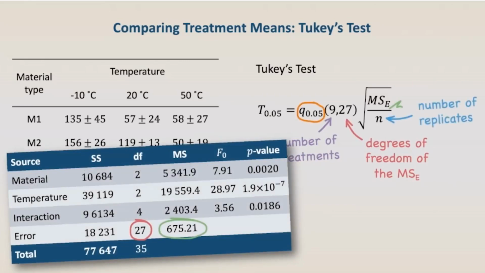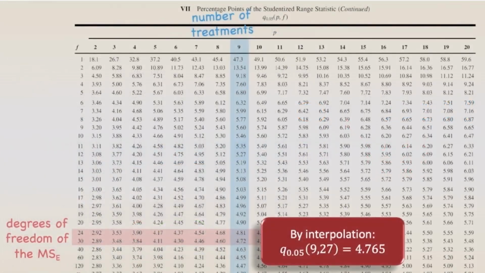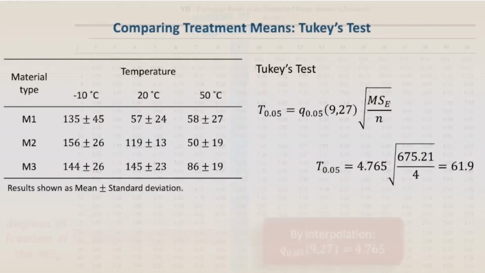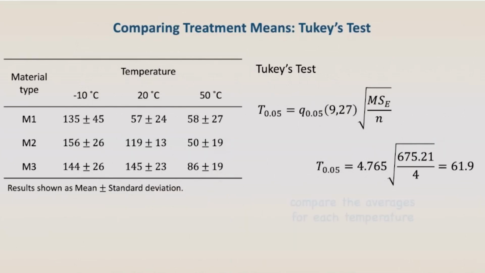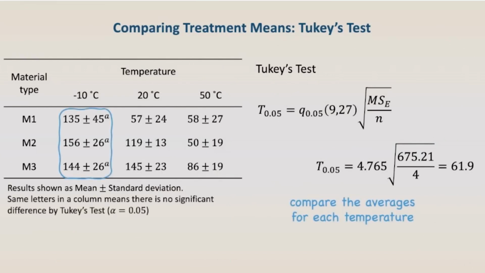The Q value can be read in a specific table, as we have already seen. This way, our calculated T value is 61.9. Now we are going to compare the results for each temperature to decide if the behavior of the materials differ or not. At minus 10 degrees, the battery life is similar for all materials since the difference between them is lower than 61.9. At 20 degrees, material 1 has a shorter battery life than materials 2 and 3, and at 50 degrees, again, there is no difference between the materials.